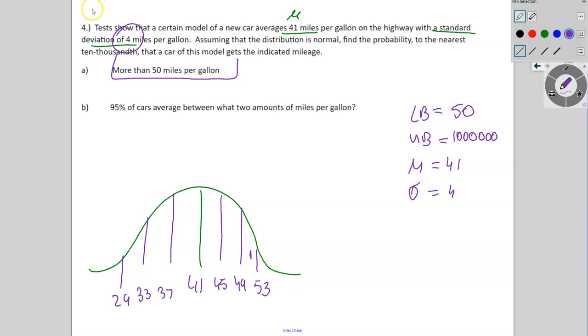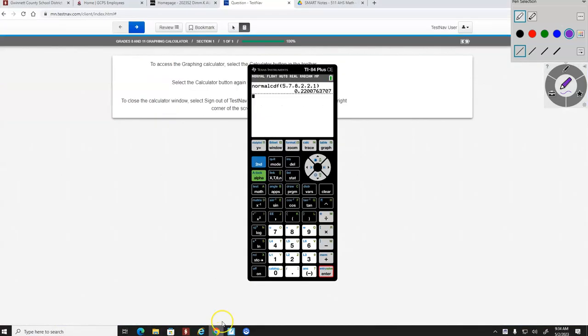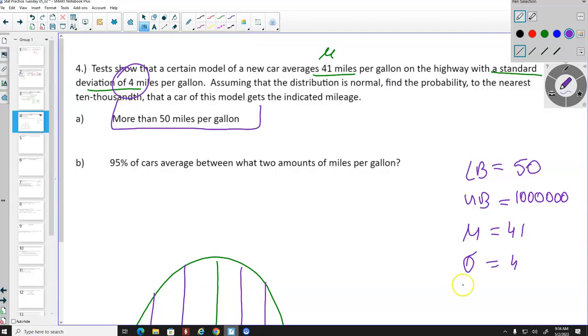Okay, now we want to go back to our calculator right here. Plug it in. Okay, let me do that. We're going to go second vars, second option. Alright, so my lower bound was 50. My upper bound was 1 million. My mu was 41. My standard deviation was 4. Press enter, enter. I got 0.0122. Okay, so that is going to be 1.22%.